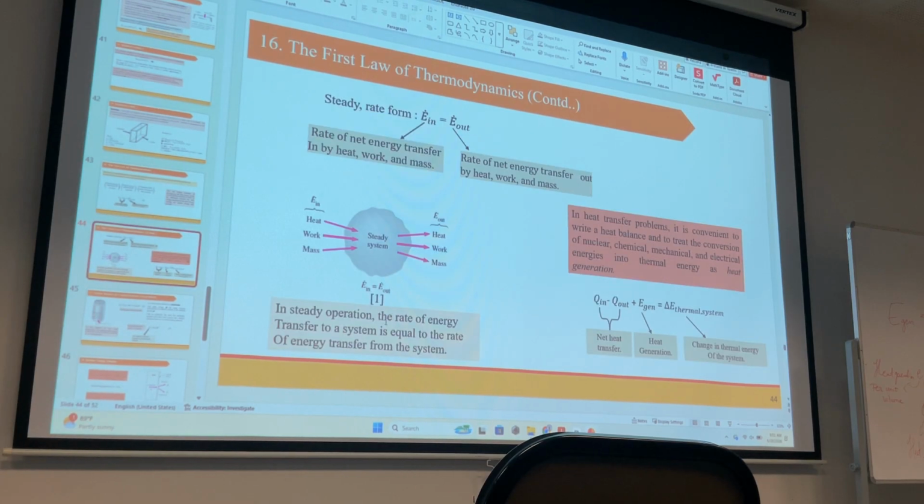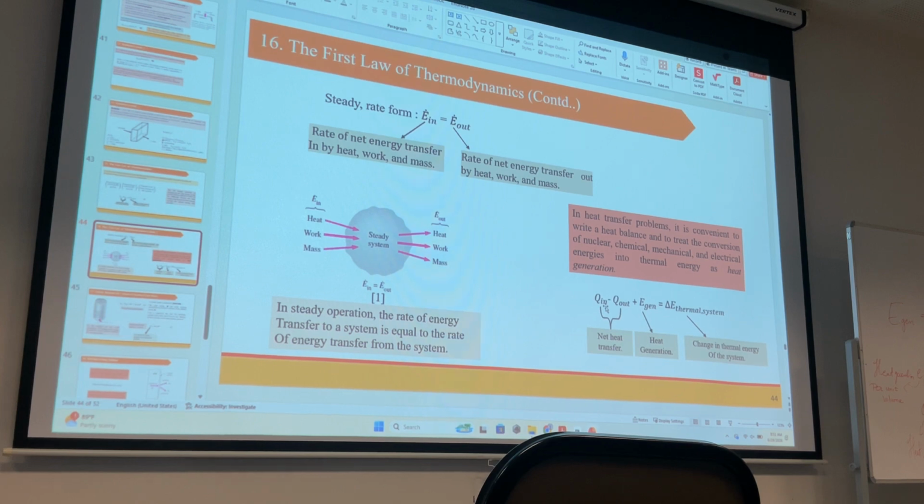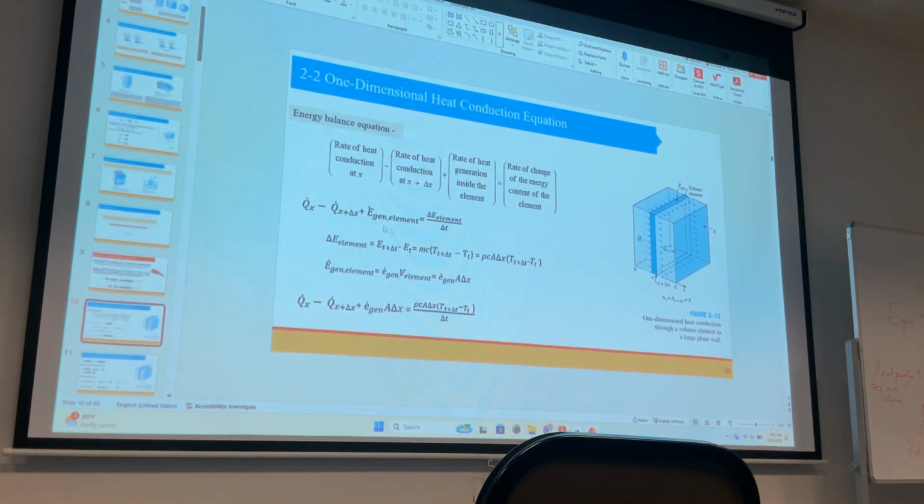We are studying heat transfer. When we are passing something, any energy, heat is generated. So we have also included this term. Same equation, okay? This is the energy balance equation in heat transfer. We are also including this term. Okay? Alright.